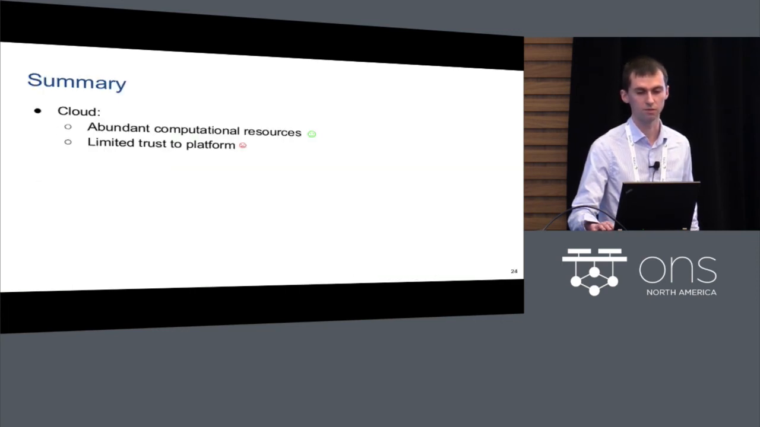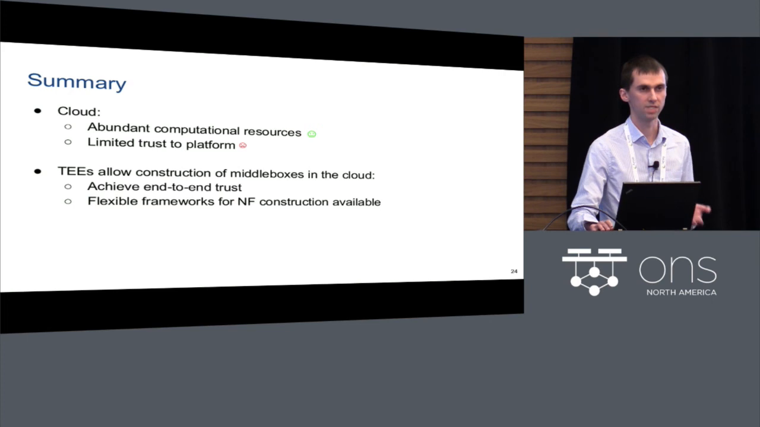So this concludes my talk. I have shown you that the cloud has, on the one hand, lots of computational resources, but we have limited trust in the platform. And now that we have trusted execution environments as a new security primitive, we can construct better middleboxes that run in the cloud, achieving end-to-end trust. And the advances of network function frameworks have made construction of such middleboxes practical.